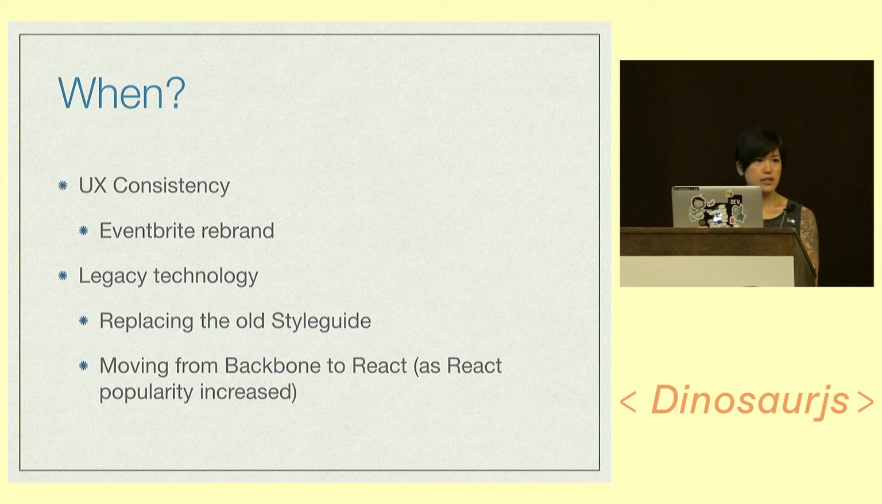So when did we decide to create this design system? Well, we wanted to have that UX consistency, and the way we were doing that was to have a complete rebrand of Eventbrite altogether. And then also replacing our legacy technology. So we actually had an old style guide, which I'm going to talk about in a bit. And then we were moving from Backbone over to React as the popularity of React increased.